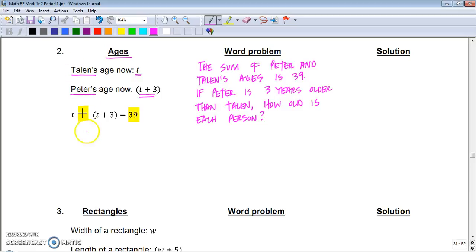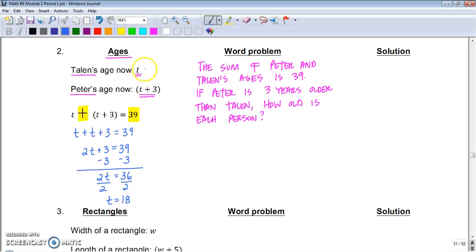Now I'm going to solve this equation, and in fact these parentheses don't mean anything because there's not a number in front that needs to be distributed. So I'm going to add up the t's, which gets me 2t plus 3 equals 39. Be careful that your t doesn't look like a plus sign. Then I'm going to do 0 pairs with the 3, meaning I'm going to subtract 3. That leaves me 2t equals 36, and I divide by 2 to get t equals 18.